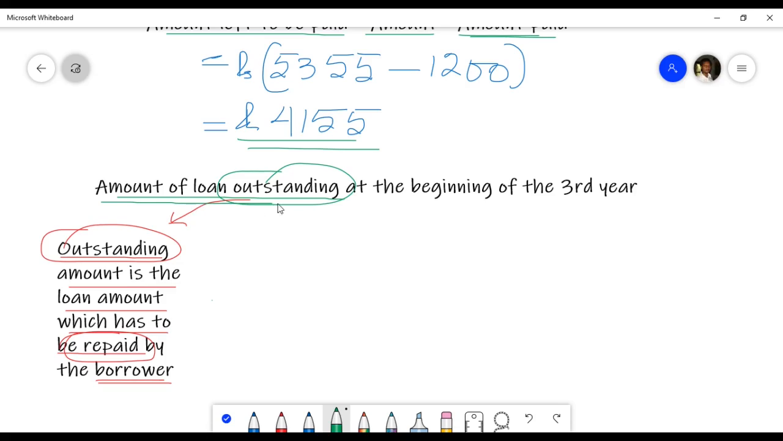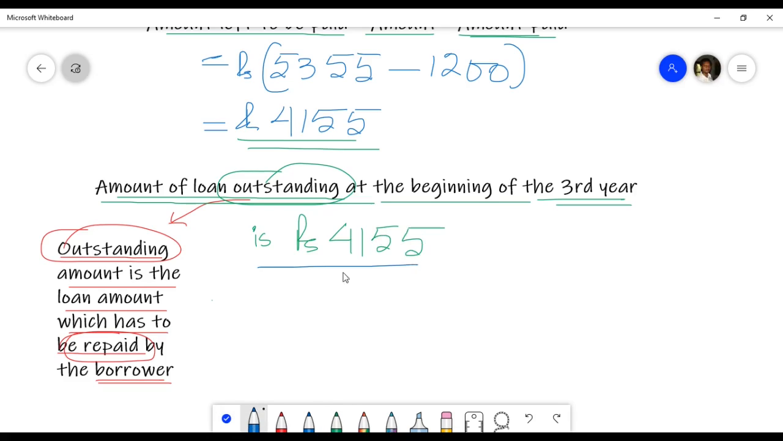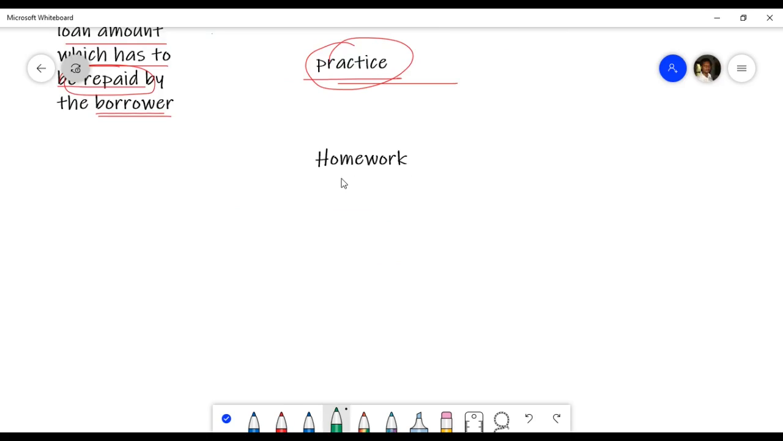So the amount of loan outstanding at the beginning of the third year, right? We have already found out how much he has to pay by the end of the second year. The amount of loan outstanding at the beginning of the third year is rupees 4,155. It's quite simple, right? You just have to understand it again and again. Just go through the video again and you will understand it much better. Keep practicing, because practicing will make your understanding and calculation in mathematics much better.